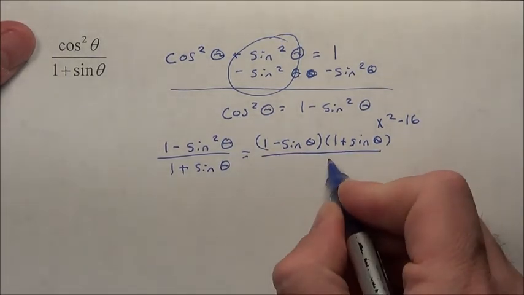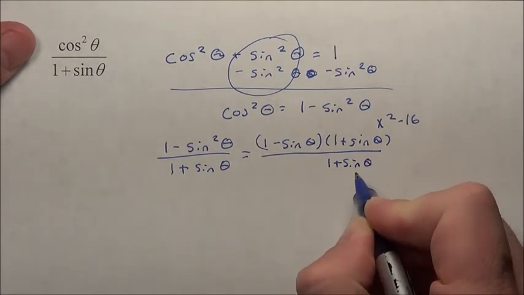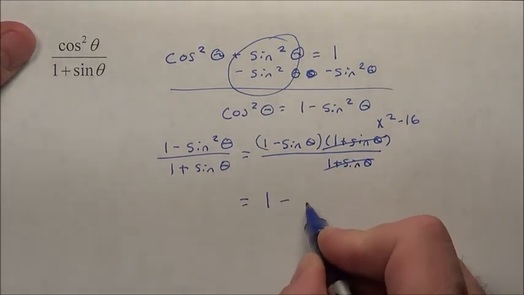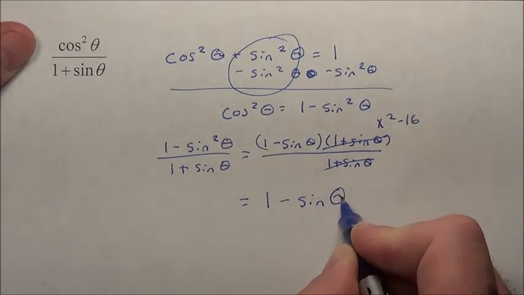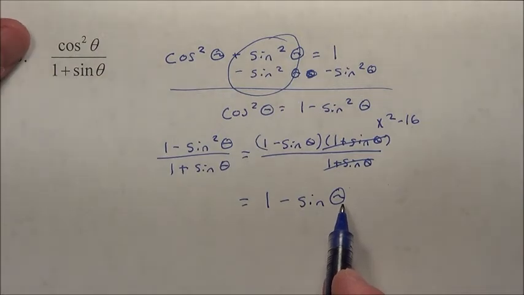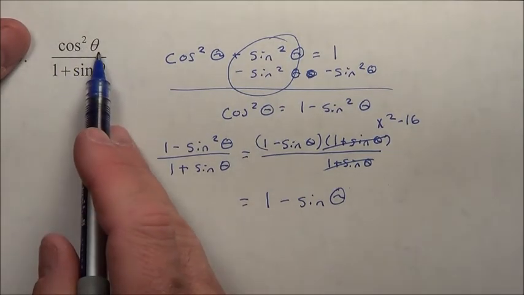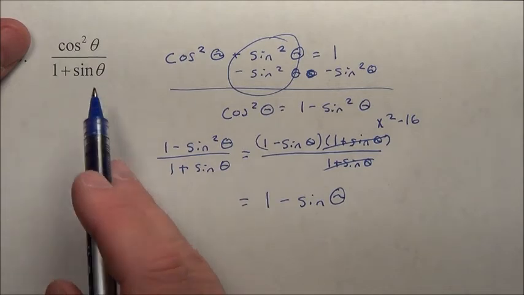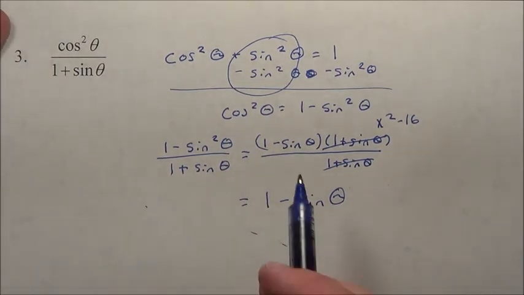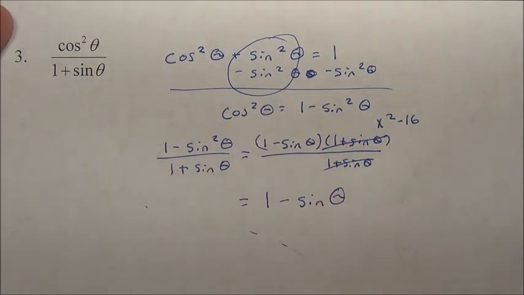All over, in the bottom I have 1 plus sine of theta. That and that are the same. You're left with simply 1 minus the sine of whatever theta is. This whole big thing is simply 1 minus the sine of the angle. So if you're trying to find the cosine squared of 30 degrees divided by 1 plus the sine of 30, it's nothing more than simply 1 minus the sine of 30. That's all it is. Manipulation. We do that a lot in mathematics to get things to look the way we want them to look. Problem number 3, it is 1 minus sine squared theta.